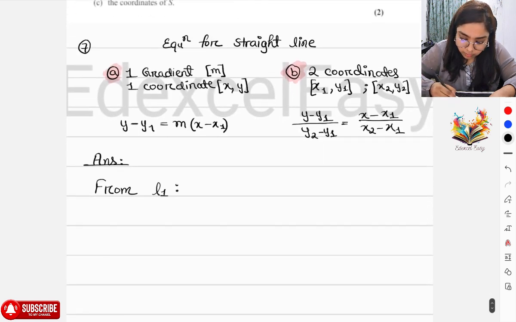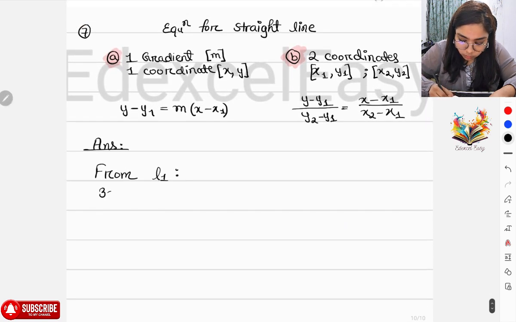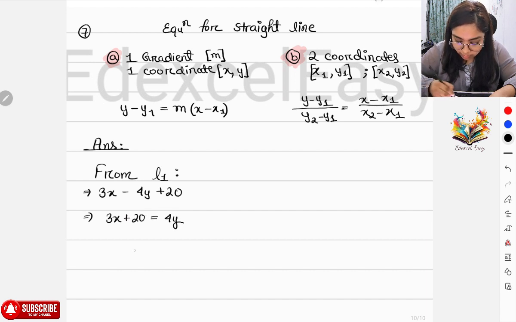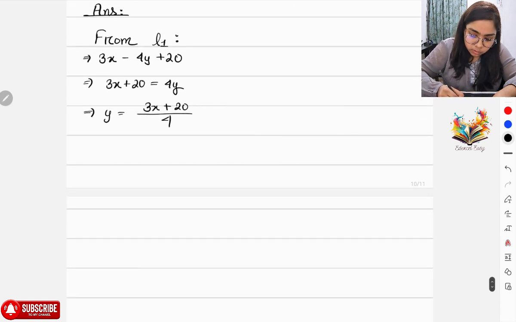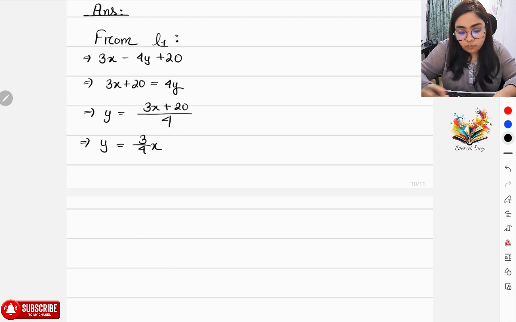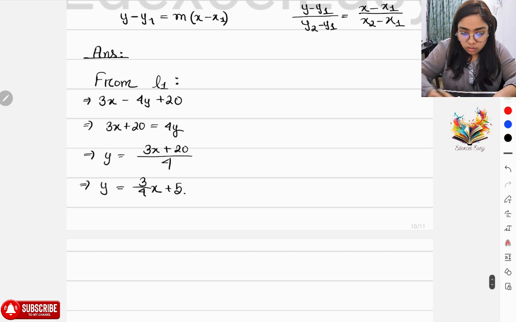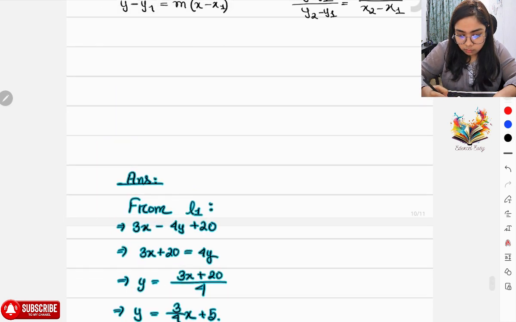It has to be rearranged. So it will actually be 3x minus 4y plus 20. I will just make y the subject. So it will be 3x plus 20 equals 4y, and take that 4 to the left-hand side and flip it. So it will be 3x plus 20 divided by 4. If I divide both terms separately by 4, this is how the equation would look. y equals 3 by 4x, and 20 by 4 is just 5. So you get 5 over here. Now this was the equation for straight line 1 in a simplified format.